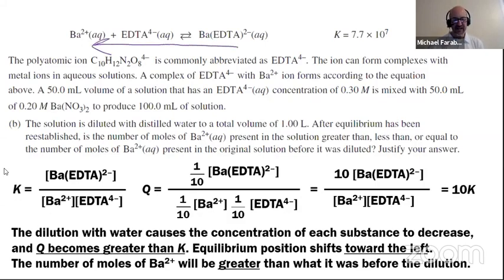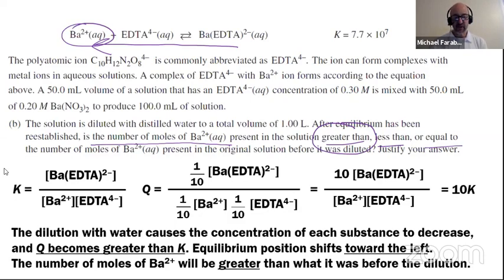So the question is asking, after this equilibrium has been reestablished, is the number of moles of barium greater than, less than, or equal to the number of moles of barium that was present before the dilution? Because we are shifting as a result of Q becoming greater than K, we're shifting toward the reactants, toward the left, then the barium will be greater.